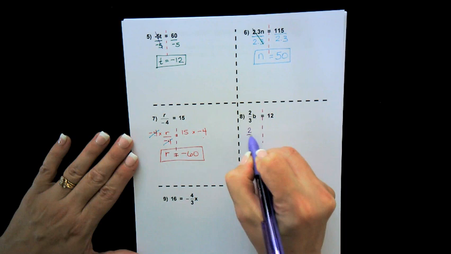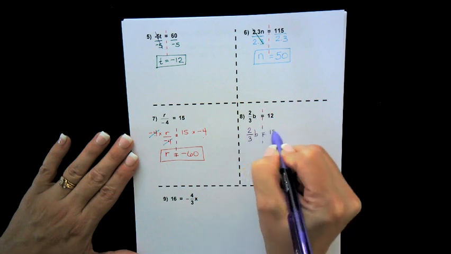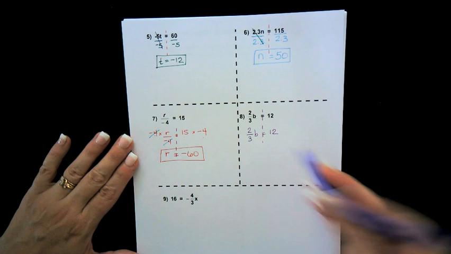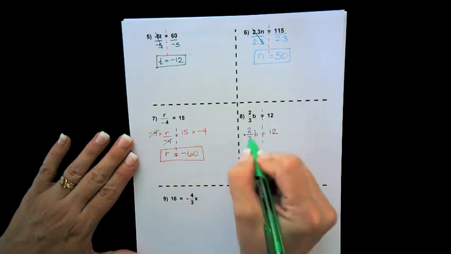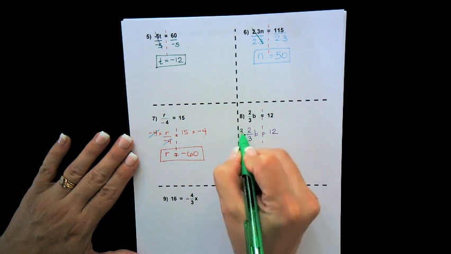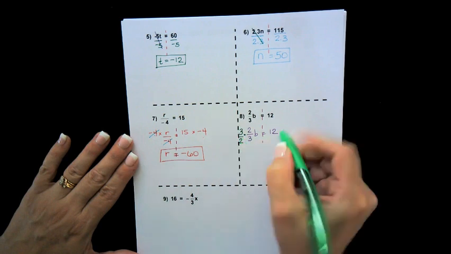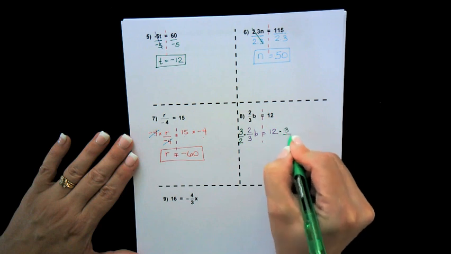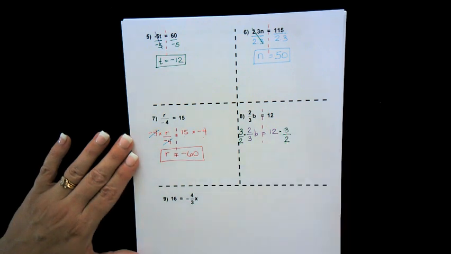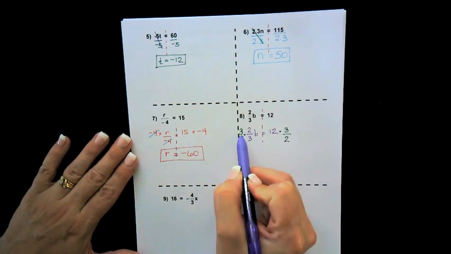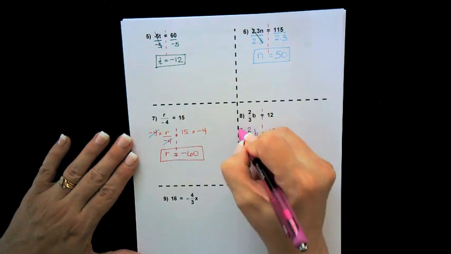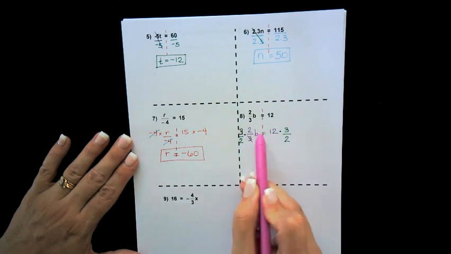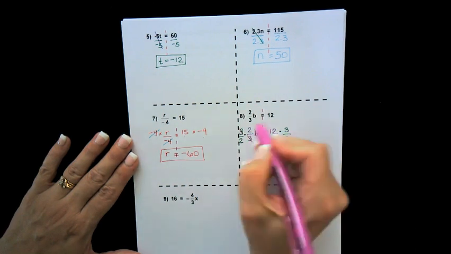So let me show you what I mean. Instead of dividing by 2/3 here, I'm going to multiply by the reciprocal, which is the flip. So instead of multiplying by 2/3, I'm going to multiply by 3/2. I'm going to multiply on the other side by 3/2 as well. Now you may say, Dr. May, why are you doing that? Well, let me show you. Because multiplying by 3 and then dividing by 3 cancels out. See, those 3's cancel. Multiplying by 2, dividing by 2 cancel out.